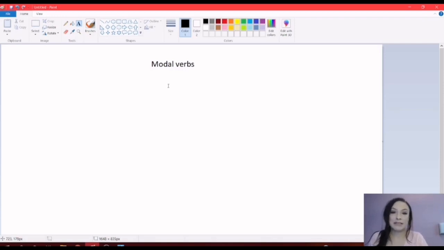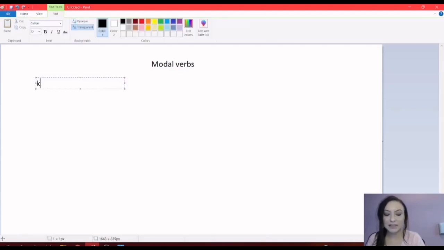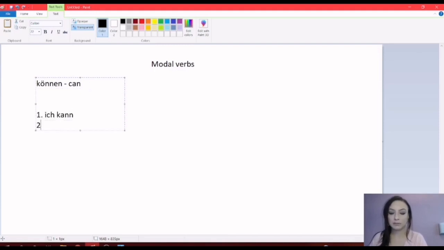So let's see the present of modal verbs in German. The first one is können, which means can, to be able to do something. So: ich kann, du kannst, er, sie, es kann. These are the singular forms.